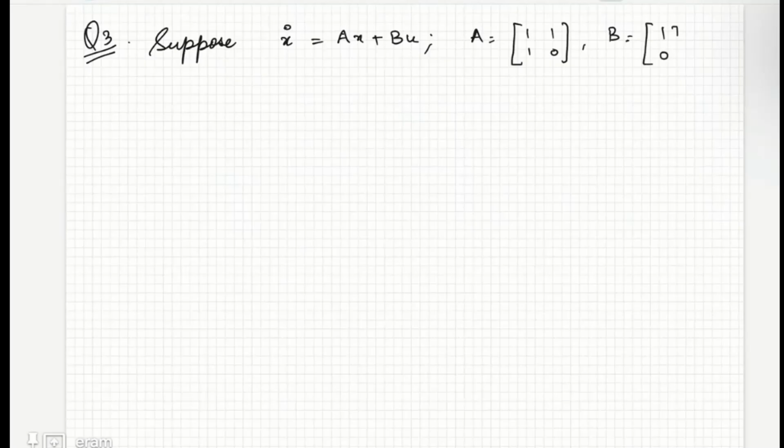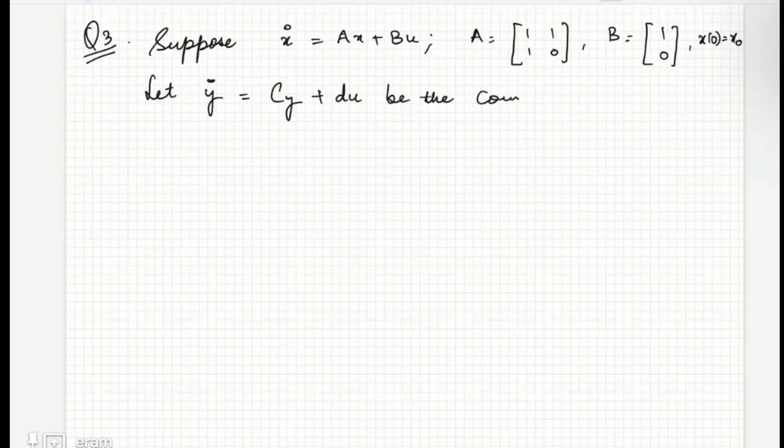Suppose we have a system given as x dot equals Ax plus Bu, where A is the matrix [1 1; 1 0] and B is the matrix [1; 0], with x(0) equal to x naught, and let the companion form for this system be given as y dot equals Cy plus Du.